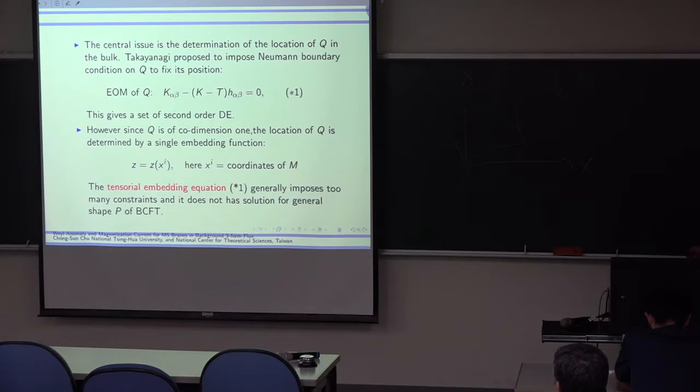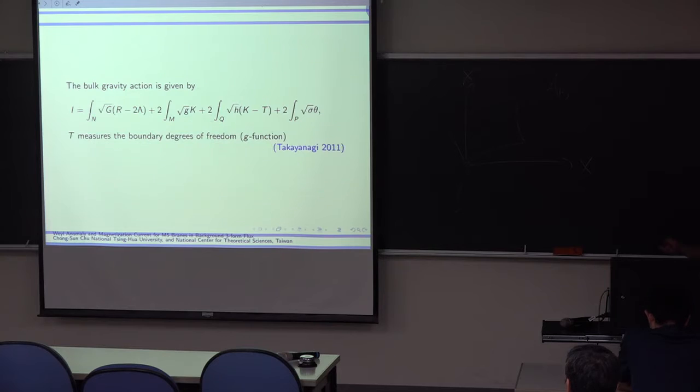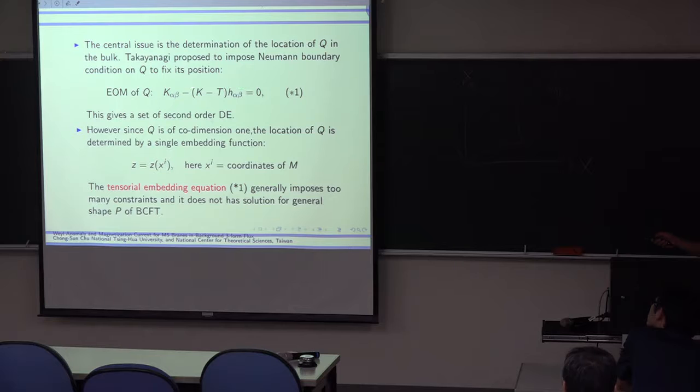So the question is how do you determine the shape of Q? He said, oh, if this is an action, Q should be chosen so as to minimize this action. It's a very reasonable minimization. So if you do that, you get this equation. It's an equation about the extrinsic curvature. It's very much like the Einstein equation, except it's the Einstein equation for the boundary metric.